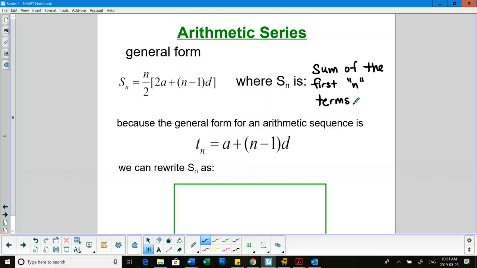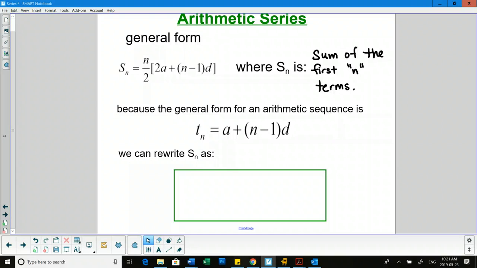Okay? N, A, and D are the same things as what we used before. So N is the term number, or the number of terms that we're working with. A is going to be the value of the first term, and D will be that constant difference value.